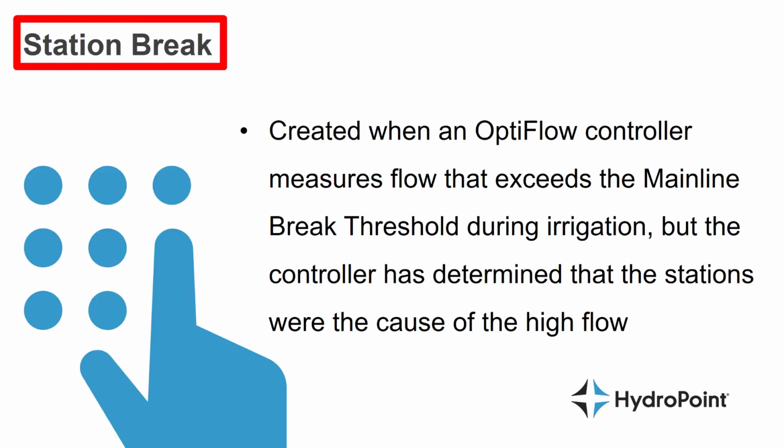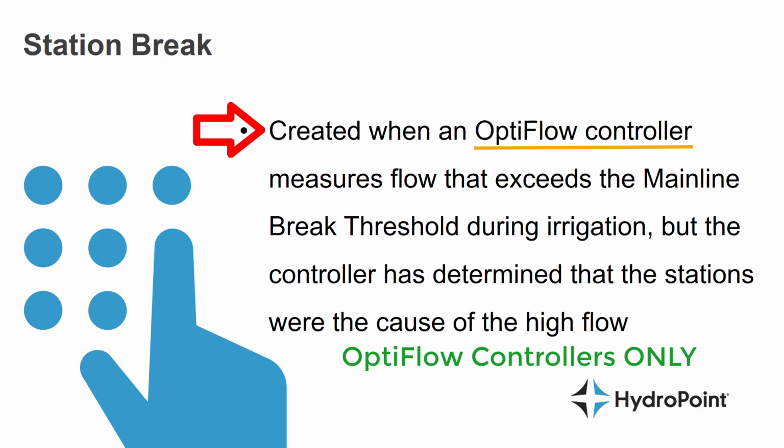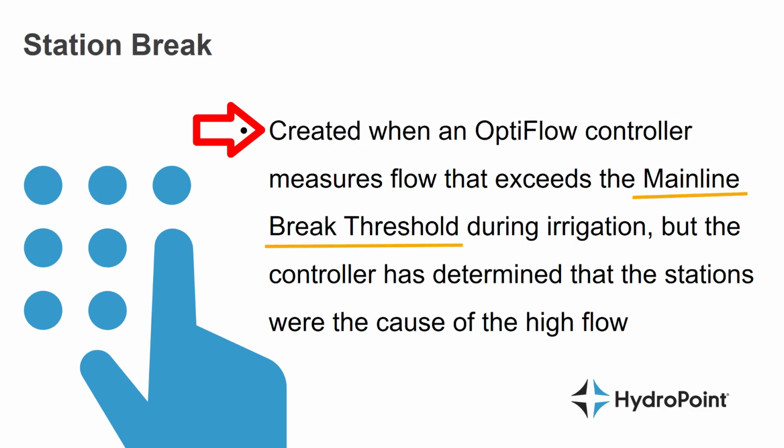And the station brake alert is created when an OptiFlow controller measures flow that exceeds the mainline brake threshold during irrigation. But in following the mainline brake alert protocol, the controller determines that the stations were the cause of the high flow, and your mainline is okay.